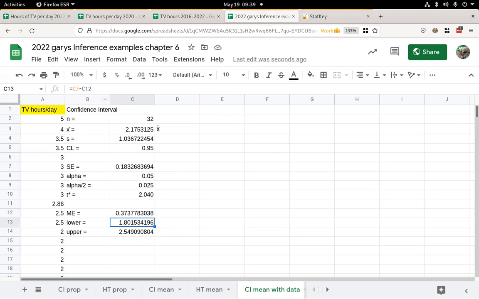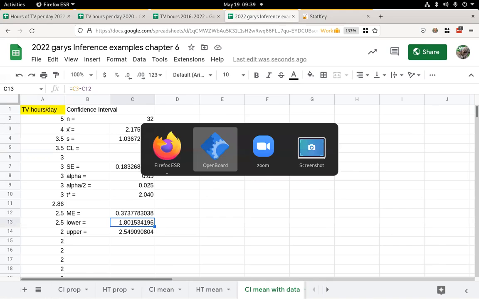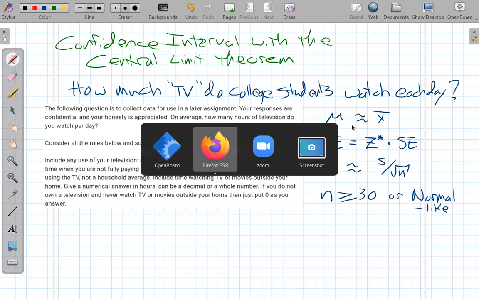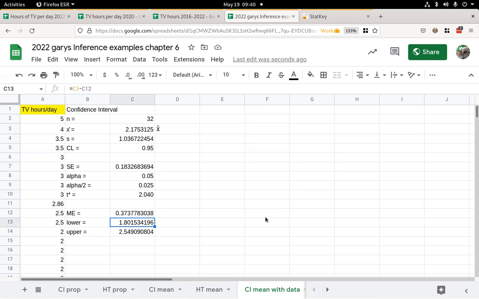Central limit theorem said that the standard error for the sampling distribution should be about the standard deviation of the sample divided by the square root of n. And in the spreadsheet, I've already programmed that formula in. So if we take a look at the standard error here, it says to take the standard deviation, orange there, and divide by the square root of the sample size. So there's the standard error.